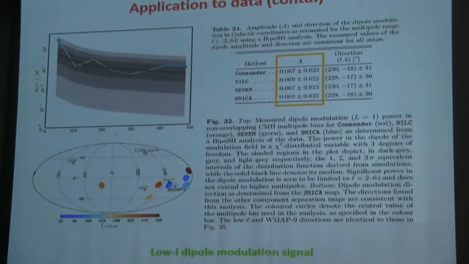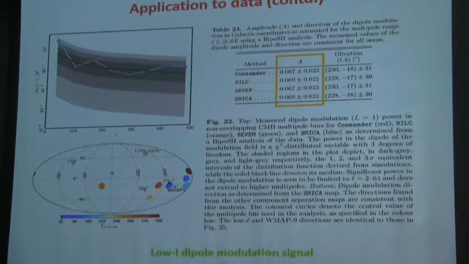asymmetry. As you can see, the signal is very significant only on large angular scales, the multipole range L equal to 2 to 64, which is on the very large angular scales. You have a 3 sigma amplitude, consistent with expected lambda CDM expectations. And at high L, if you model it as a dipole modulation field, it is consistent with random fluctuations up to within 1 sigma.